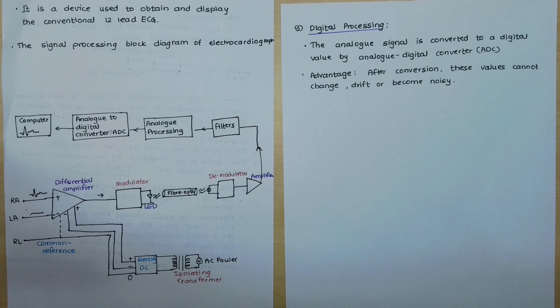Then occurs digital processing. The analog signal is converted to a digital value by an analog digital converter. The advantage of this is that after conversion, these values cannot change, drift, and become noisy. At the end, the ECG signal is displayed on the computer.